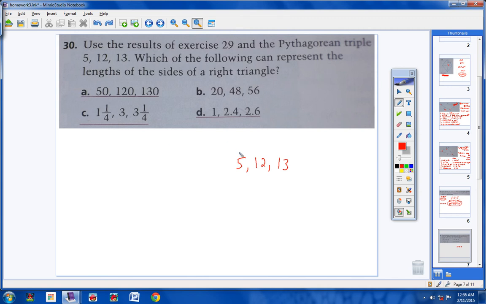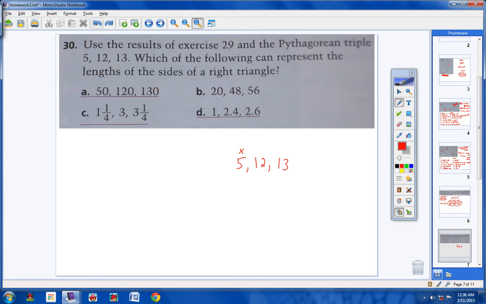So it looks like I multiplied this by what? 10. Well, if I multiplied all of these by 10, then I definitely have a Pythagorean triple. Let's see if I did. 5 times 10 is 50. 12 times 10 is 120. 13 times 10 is 130. So yes, this is a Pythagorean triple, because I started off with a Pythagorean triple right here. They gave that to me right up here, and I multiplied all the numbers by the same number.